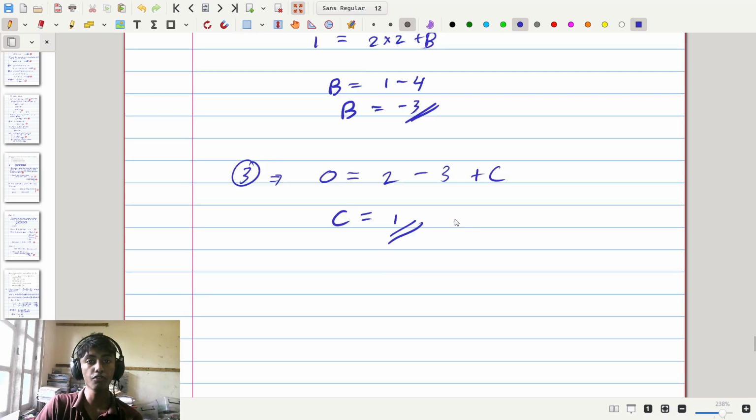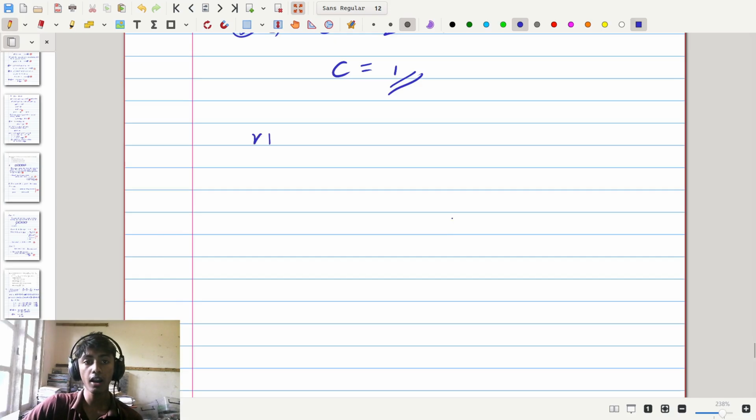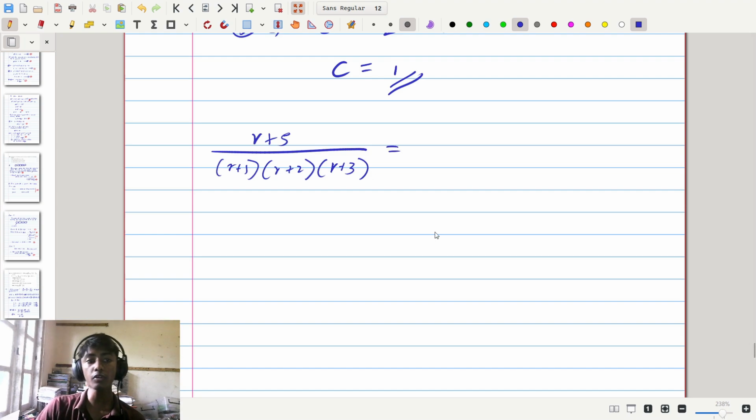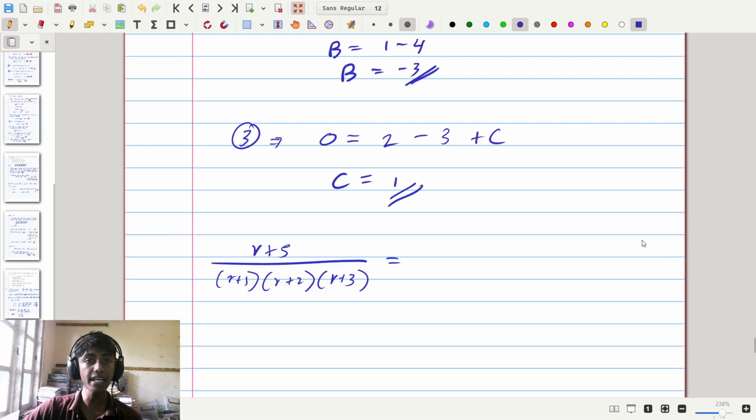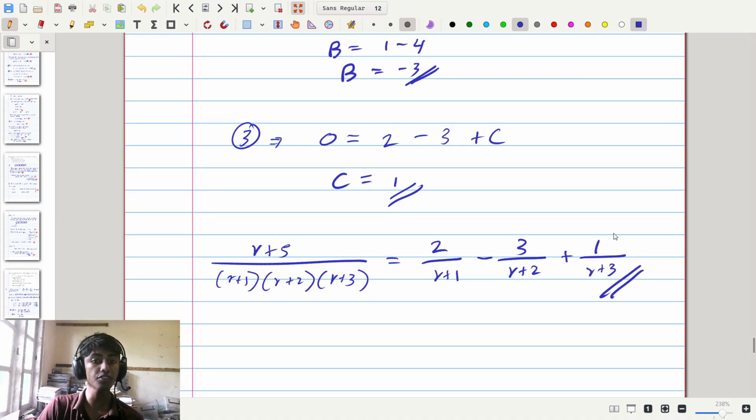And from this, we get on the left hand side r plus 5 divided by r plus 1 times r plus 2 times r plus 3 being equal to the partial fractions of a divided by r plus 1, which is 2 divided by r plus 1, plus b divided by r plus 2, which is minus 3 divided by r plus 2, and finally c divided by r plus 3, which is plus 1 divided by r plus 3. And that is the end of the first half of the question.